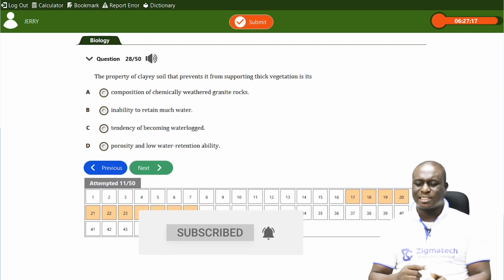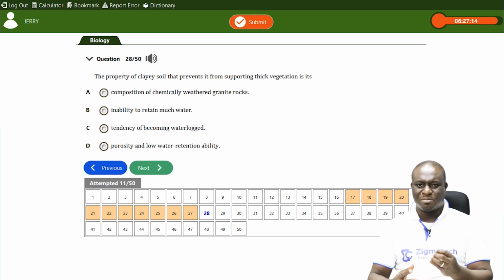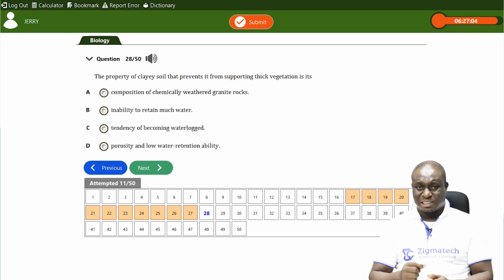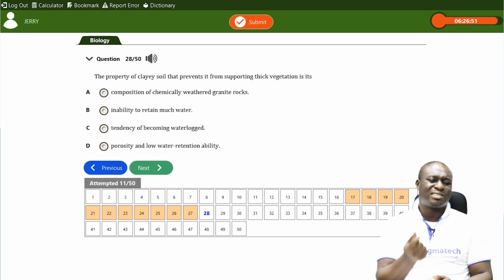Sandy soil is a type of soil that is made up of sand. The particles there are coarse, they are loosely packed together, and so their porosity is very high. And because of this, sandy soil has the least water holding capacity. And the nutrients are so small, hence they support scanty vegetation.